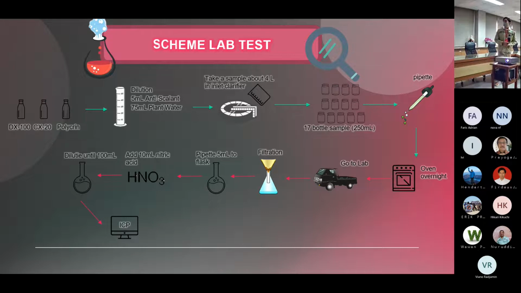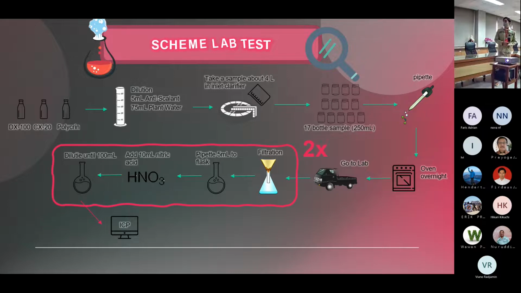The next day, we went to the lab, led by Pak Marco, to do this set of tests, which is filtrating, pipetting, adding nitric acid, and then diluting. This set of tests is done twice for a more accurate result. So we end up with 2 replicates for each sample. If there were 17 sample bottles, then we end up with 34 sample bottles. The samples are then read by the ICP.